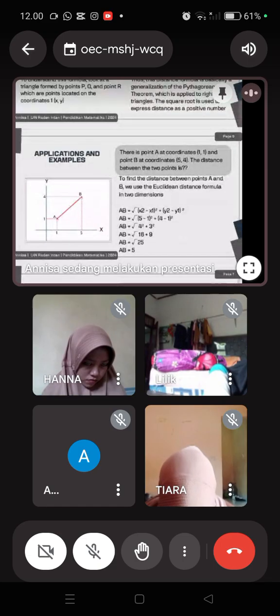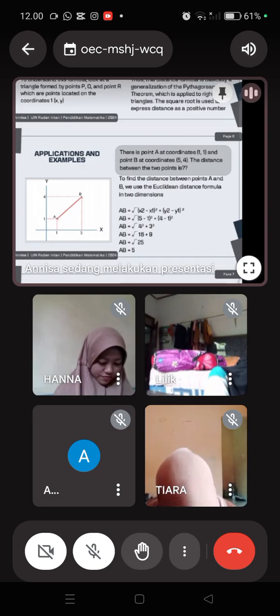There's a point A at coordinates 1, 1, and point B at coordinates 5, 4. The distance between the 2 points is? To find the distance between points A and B, we use the Euclidean distance formula in two dimensions.